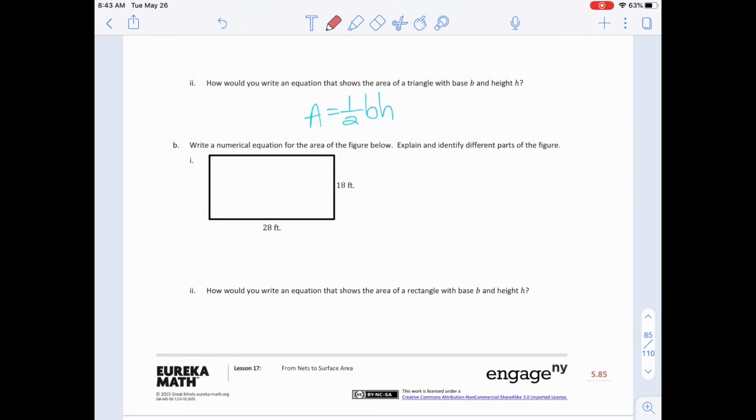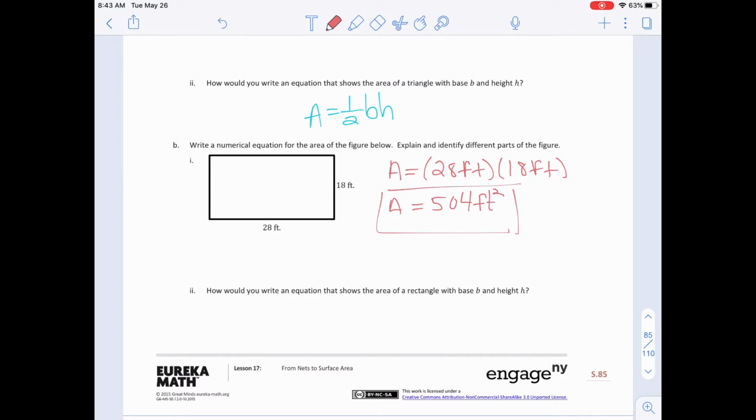Write a numerical equation for the area of the figure below. Explain and identify different parts of the figure. Well, we have our area as our base times our height. Our base is 28 feet here. Our height is 18 feet. And you should have gotten 504 feet squared for our area for this rectangle.